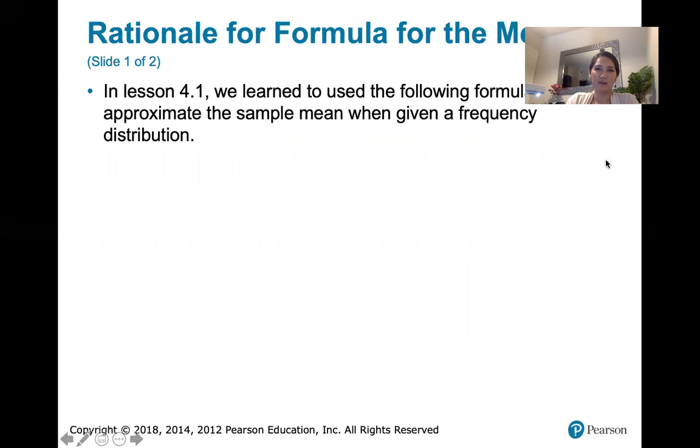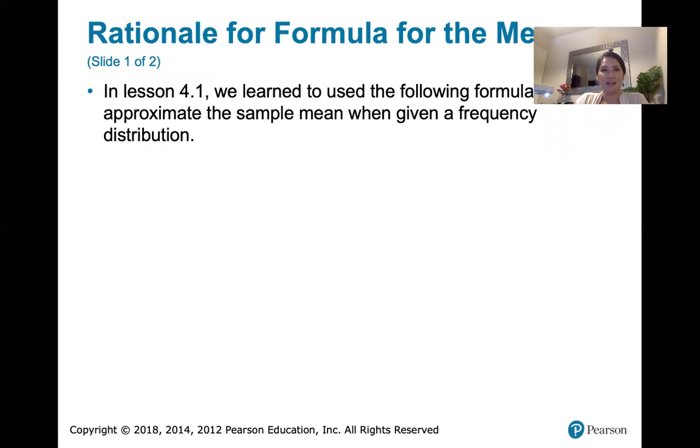Now you might wonder where this formula comes from and why we should use this formula. It's important that we not just blindly apply formulas. It's helpful to understand where they came from. So one rationale that we'll use for this new formula for the mean is to look at the following formula, the approximation of the sample mean that we had when we had a frequency distribution.